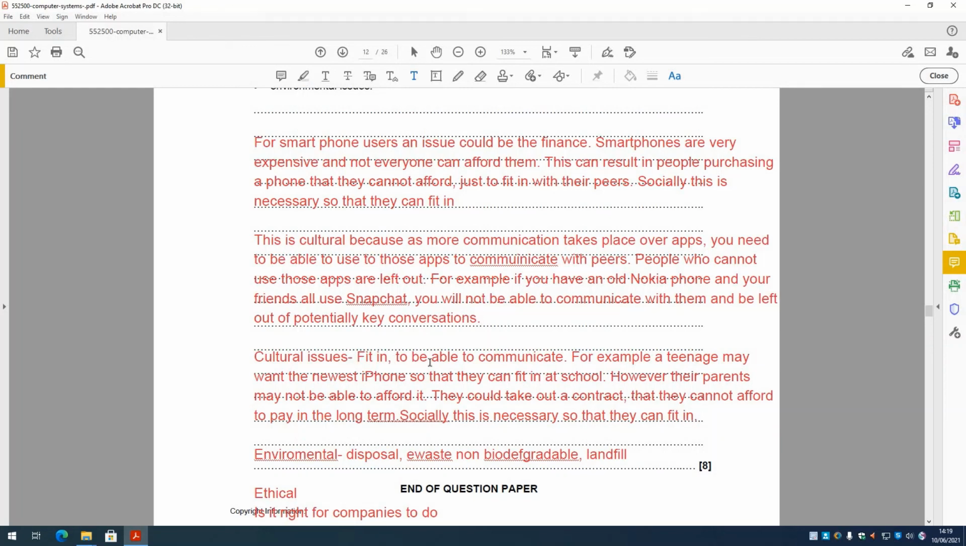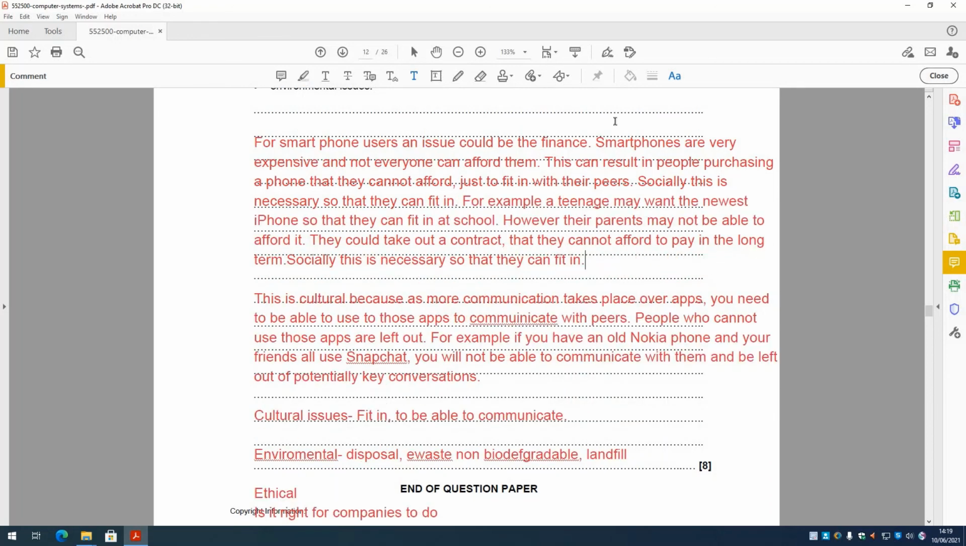So we've spoken about fitting in. Maybe we could just reiterate that. We wrote about the teenagers buying the phones, didn't we? Oh, I've written that in the wrong section. This should have been at the top, shouldn't it? So I should have done this up here. There we go. And I've got that bit which I've already written about them fitting in. Okay, good.